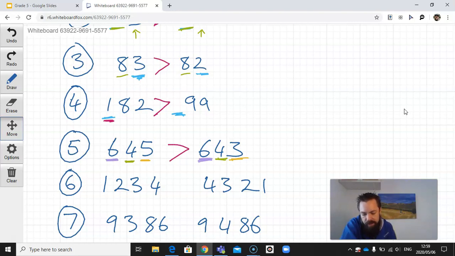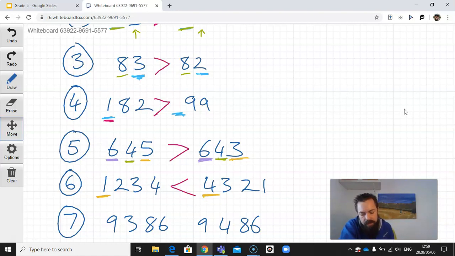Look at the next one. If you'd like to try this one on your own and you haven't had time yet, then just pause the video. I'm first going to look at my thousands. I don't need to go any further because I can see that on the right, 4 is greater than 1. And so 1,234 is less than, that's how we read that, is less than 4,321.